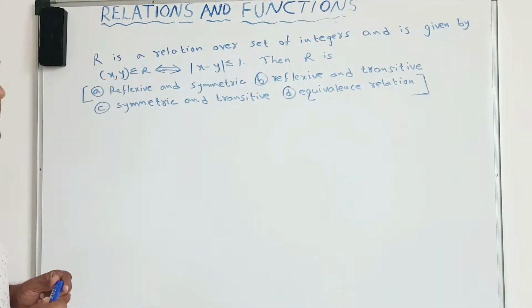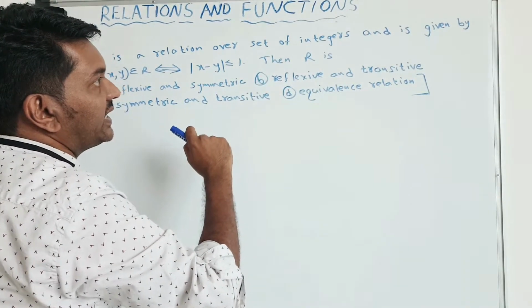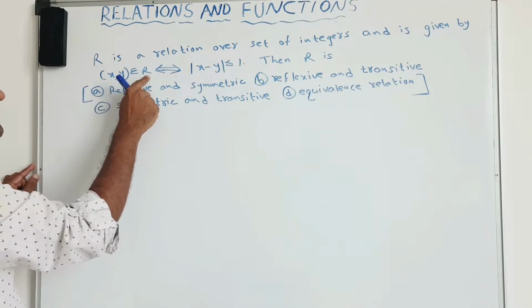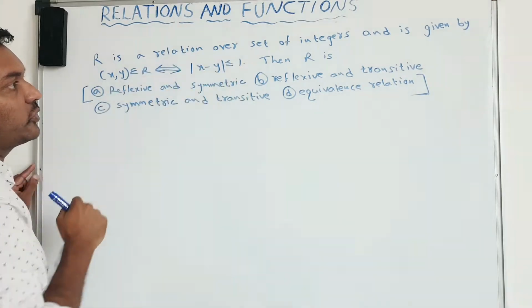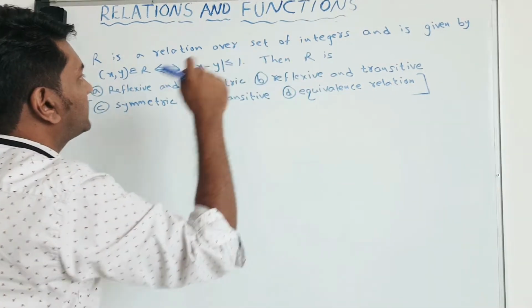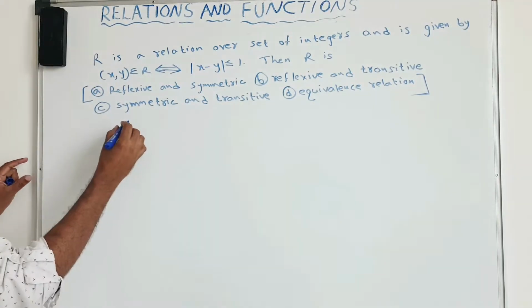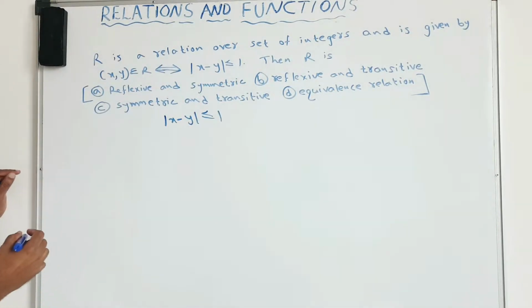Now we will see another MCQ question. R is a relation over the set of integers and is given by (x, y) belonging to the relation when modulus of x minus y is less than or equal to 1. Then they are asking which kind of relation R is. So I am writing modulus of x minus y less than or equal to 1. This is the relation given.